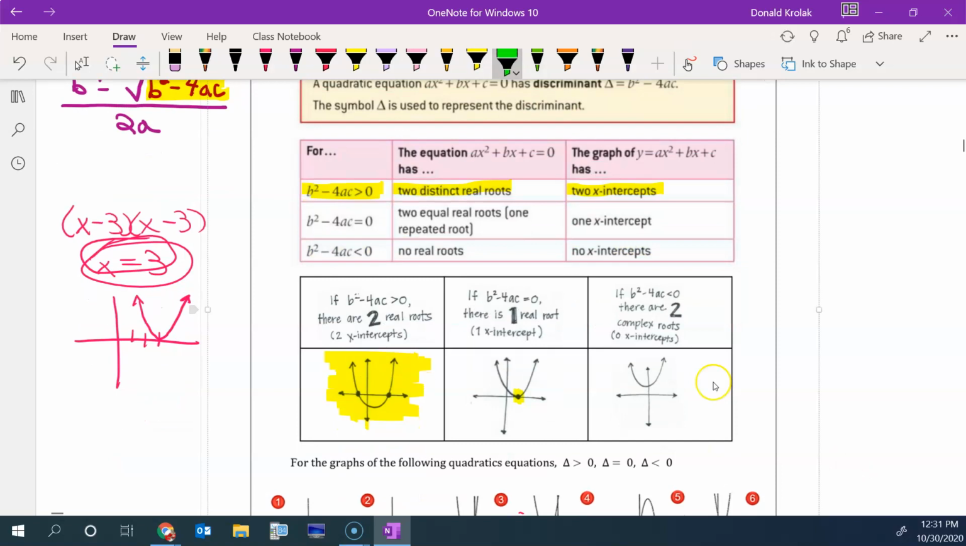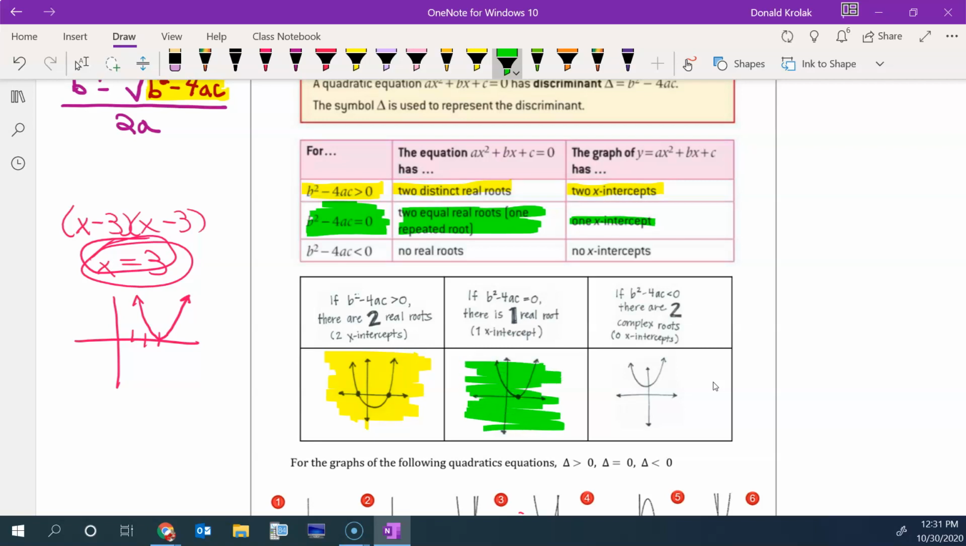All right, if the discriminant is equal to 0, then you have 2 equal real roots or 1 repeated root. It's the same thing. That means you just have 1 intercept, and the graph would look something like this. And if your discriminant was negative, then you'd have no real roots, you don't have any x-intercepts, and the graph would look like this. So those are the differences. That's what the discriminant tells you.